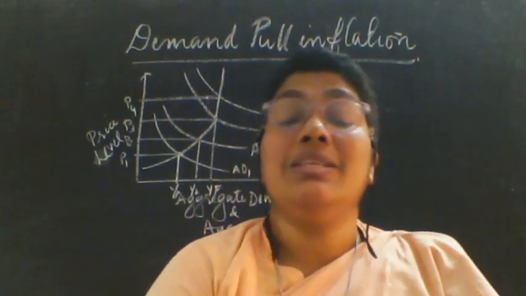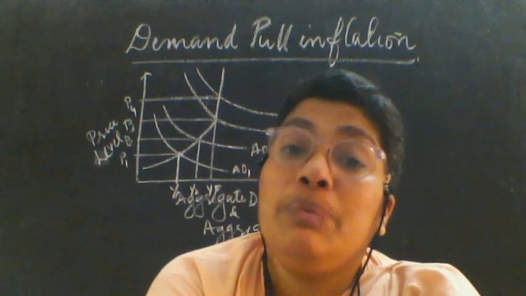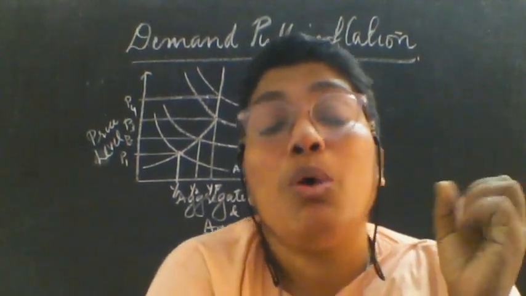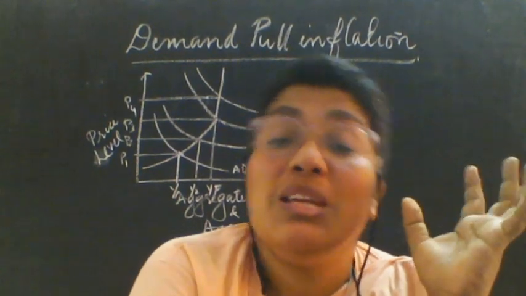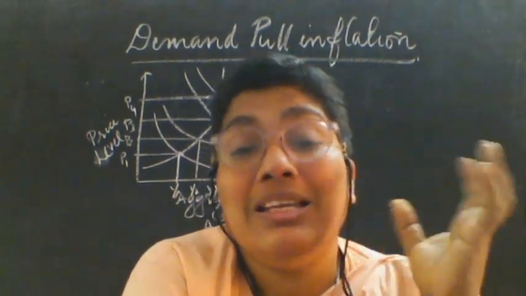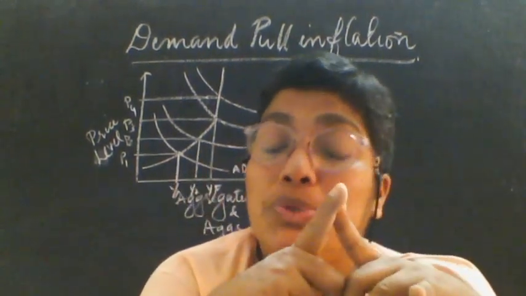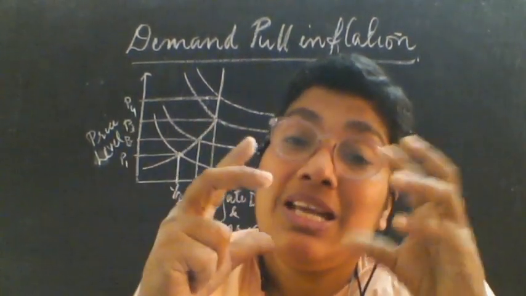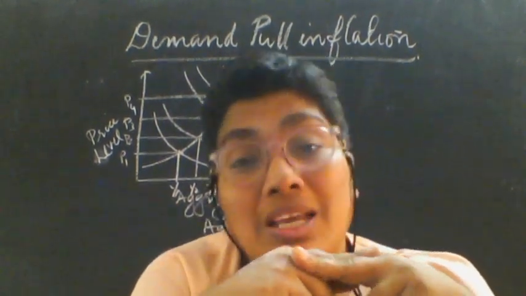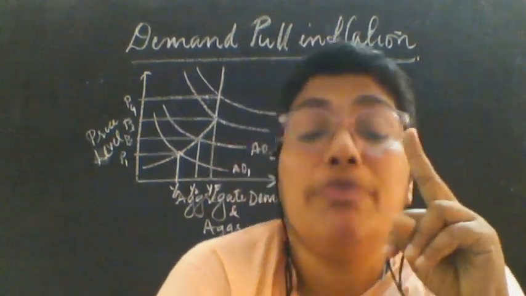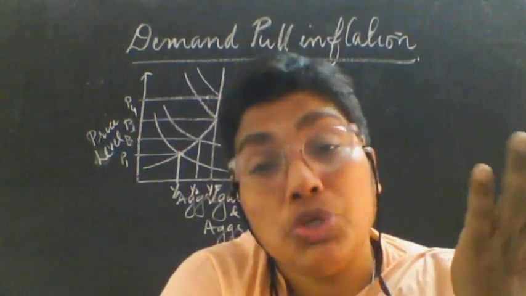Okay, dear students, we are going to see in detail what is demand pull inflation. It comes under the modern theory of inflation, where the theory says that both aggregate demand and aggregate supply play an important role. It's a synthesis of aggregate demand and aggregate supply. The modern theories of inflation are two: demand pull inflation and cost push inflation.